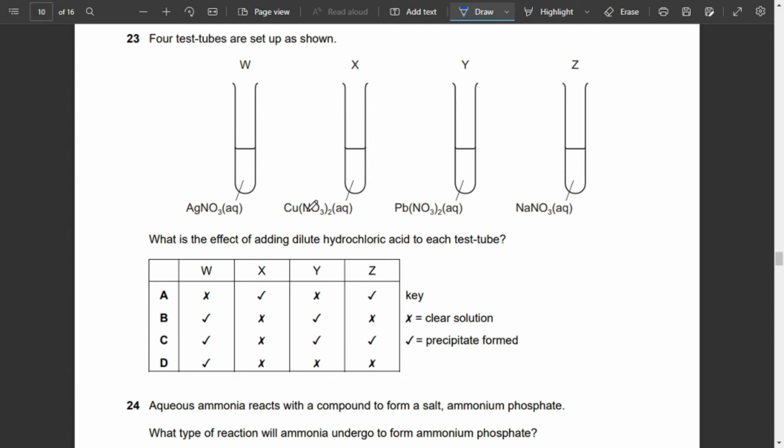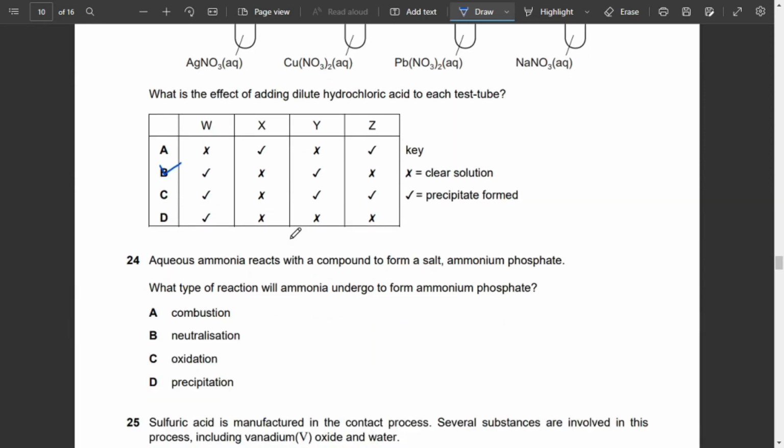So this is going to form a precipitate. This is not going to form a precipitate. Clear solution, that means it will be a clear solution, not a precipitate. Then the lead nitrate will again have a precipitate, and this one will not have a precipitate, a clear solution. This is mainly also linked with the solubility chapter, in which you will be able to easily understand it. Make sure you go through the chapter. So its answer is B, since it follows all the conditions.